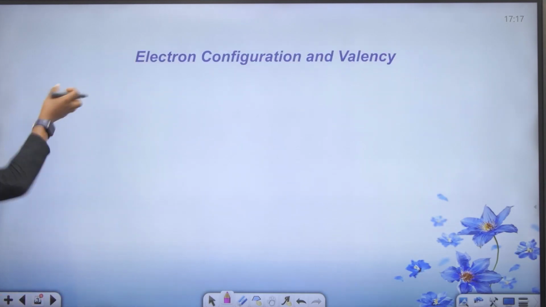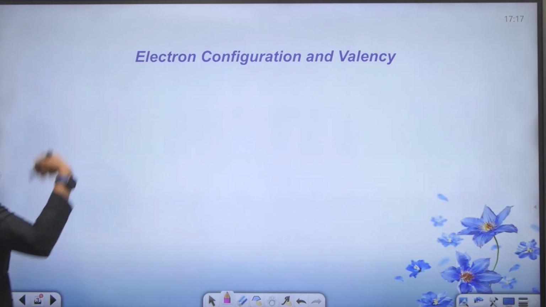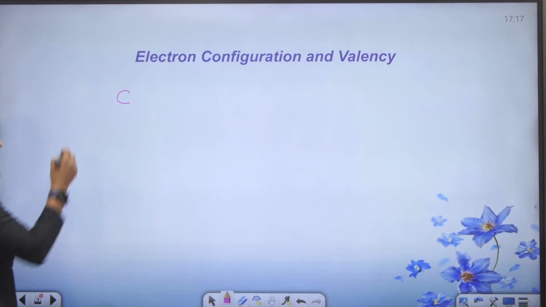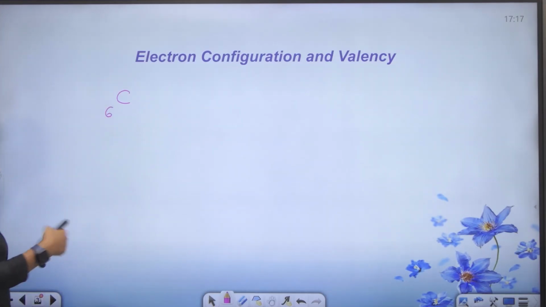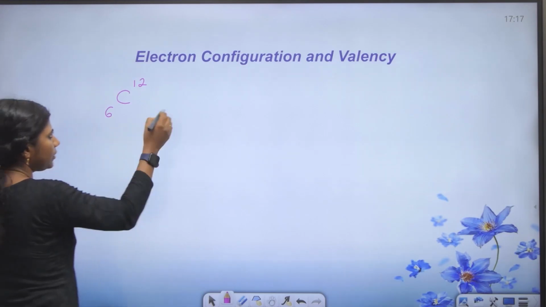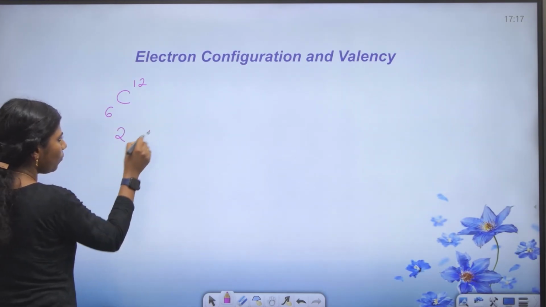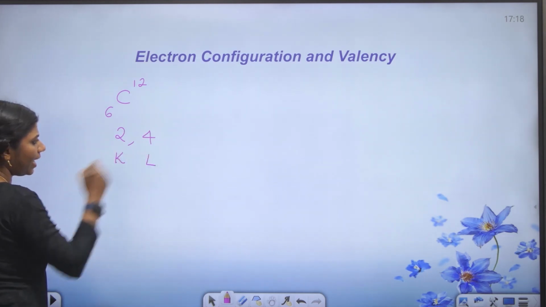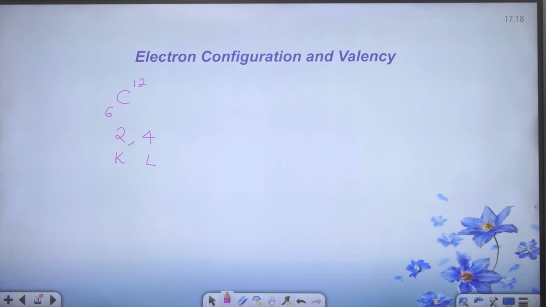Next we are going to discuss electronic configuration and valency. We know that the atomic number of carbon is 6 and the mass number of carbon is 12. The electronic configuration of carbon is 2, 4: 2 electrons in the K shell and 4 electrons in the L shell.